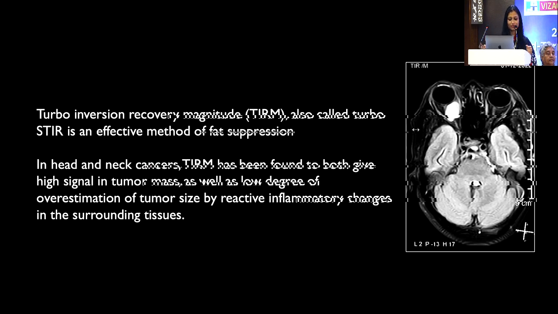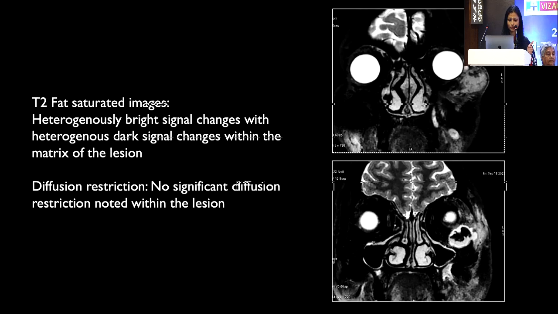And what does it mean? It means turbo inversion recovery magnitude. It is also called turbo STIR, and it is an effective method of fat suppression. We know that the orbit is full of adipose tissue, which acts as an external contrast agent if it is fat suppressed. So this TIRM is nothing but another way of fat suppressing, and in head and neck cancers, TIRM has been found to give both high signal in tumor masses and also a low degree of overestimation of tumor size by reactive inflammatory changes in the surrounding tissues.